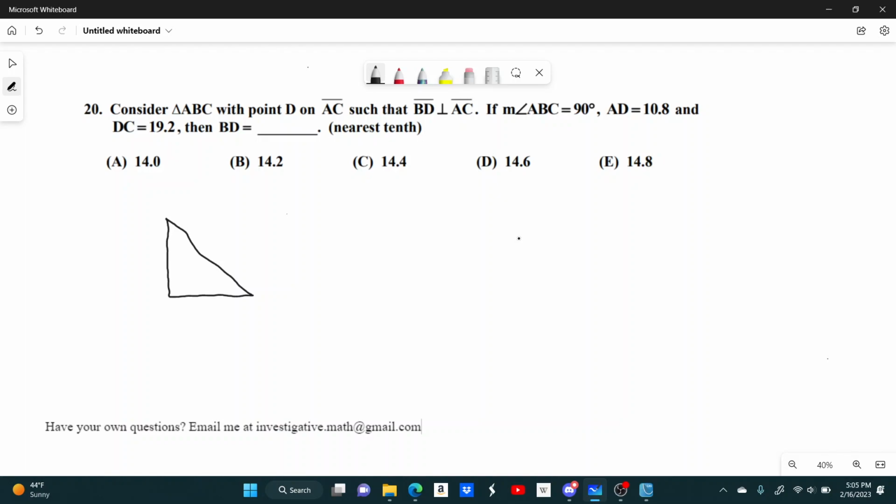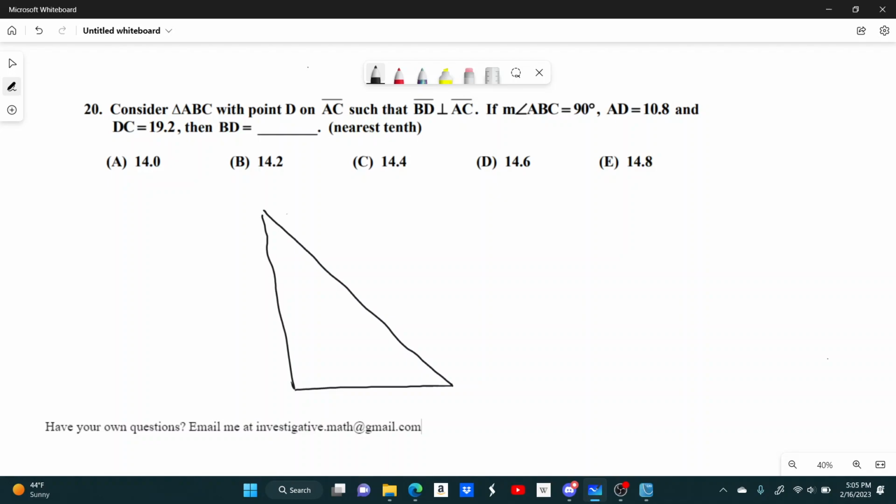Actually, I'm going to draw this triangle a little bit bigger, just in case. Okay, so it tells us it's a right triangle. So we'll say that's A, that's B, that's C, and there's point D on AC such that BD is perpendicular to AC. So this is an altitude to the triangle. So this is perpendicular, that's an altitude. Tells us that AD is 10.8 and DC is 19.2, and then we want to find BD.